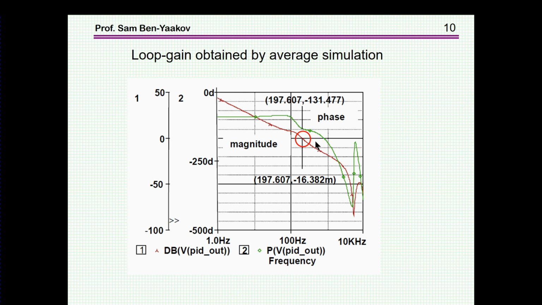The brown one is the gain and the green is the phase. This is the 0 dB here, there's the crossover. This is the phase, so this is the phase margin of the system.